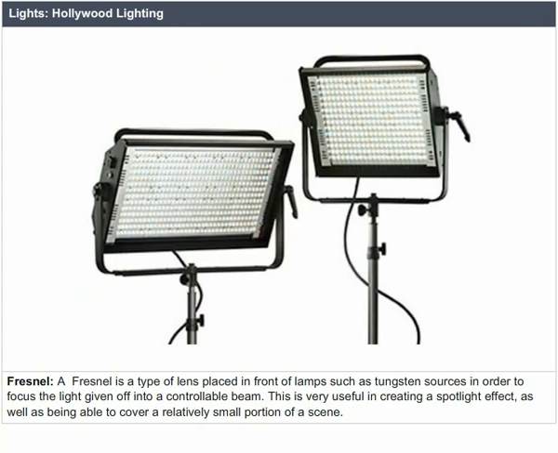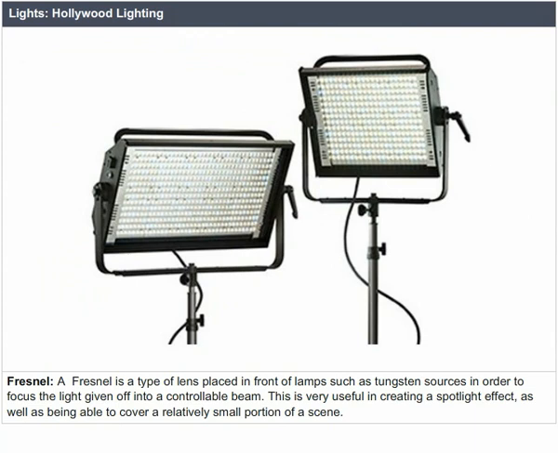Fresnel. A Fresnel is a type of lens placed in front of lamps, such as tungsten sources, in order to focus the light given off into a controllable beam. This is very useful in creating a spotlight effect, as well as being able to cover a relatively small portion of a scene.